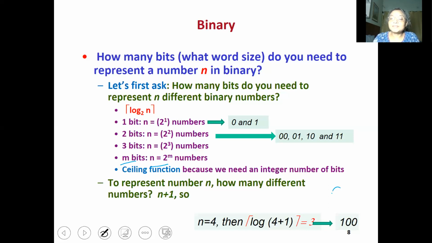Now, we have to represent the number 100. So if we use 6 bits, we can only represent 0 to 63. Therefore, we want to use 7 bits, because with 7 bits, we can represent up to 127. So we take log of n plus 1 and we take the ceiling. So log of 101 will give us 6 point something, and we take the ceiling, we get 7.